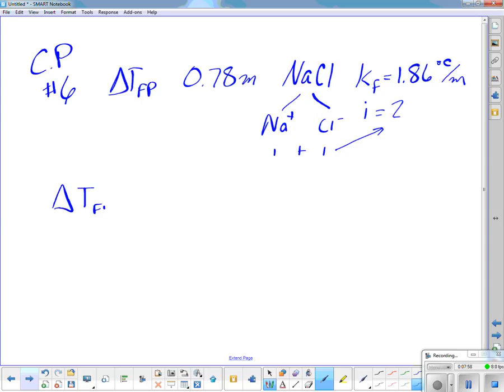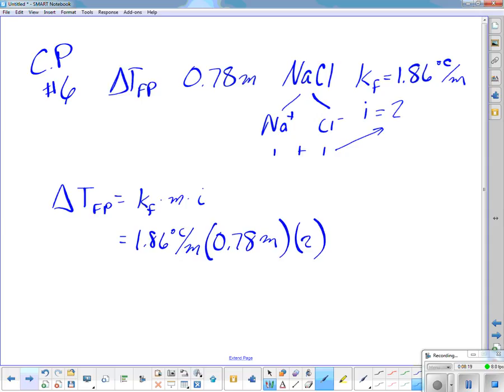Delta Tf equals Kf times molality times i. Well, we've got everything. We just plug in. 1.86 degrees Celsius per molal times 0.78 molal times 2. Molals cancel. We end up with degrees Celsius, and that would be the change. If I wanted to find out the actual temperature, I'd take 0 minus whatever this was, and it would be a negative something degrees Celsius, the actual new freezing point.